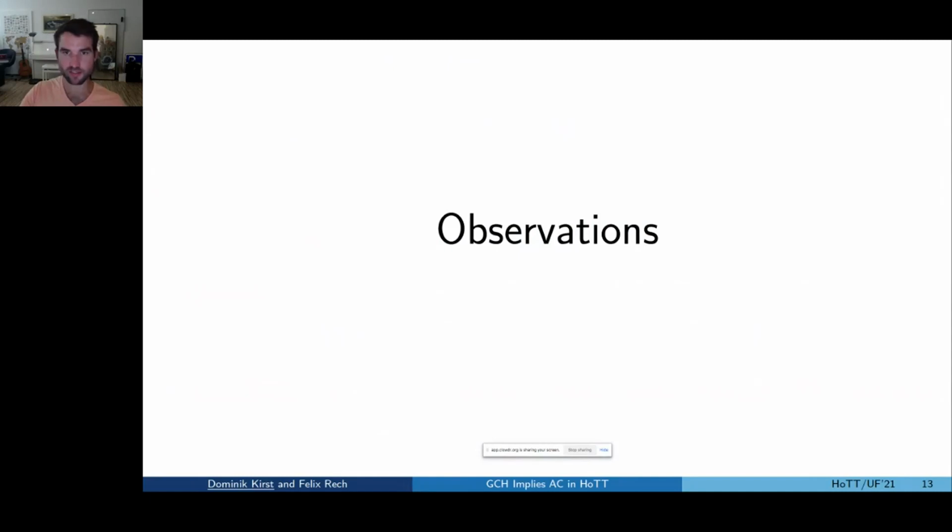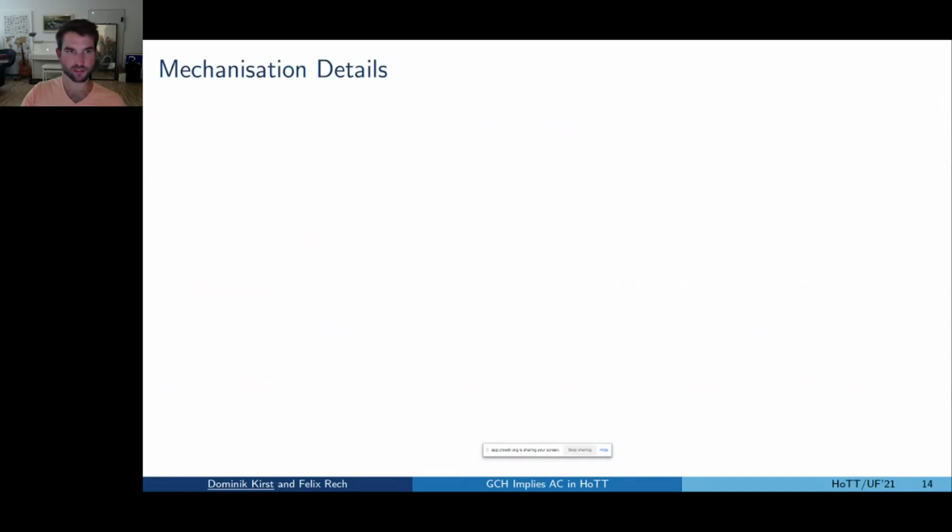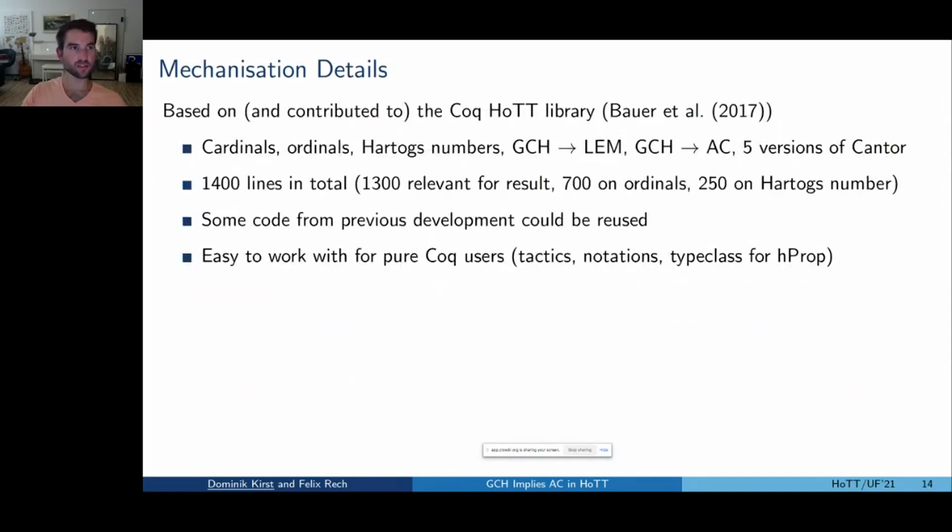Now in the remaining time, I want to quickly give you some observations that we made during this project. So first, about the mechanization itself, it's based on the HoTT library and has been merged into the library. And we contribute these developments on cardinals, ordinals, the Hartogs number that were necessary to get our results. And also, as a fun fact, 5 versions of Cantor's theorem. If you're interested, I have a backup slide where these versions are listed.